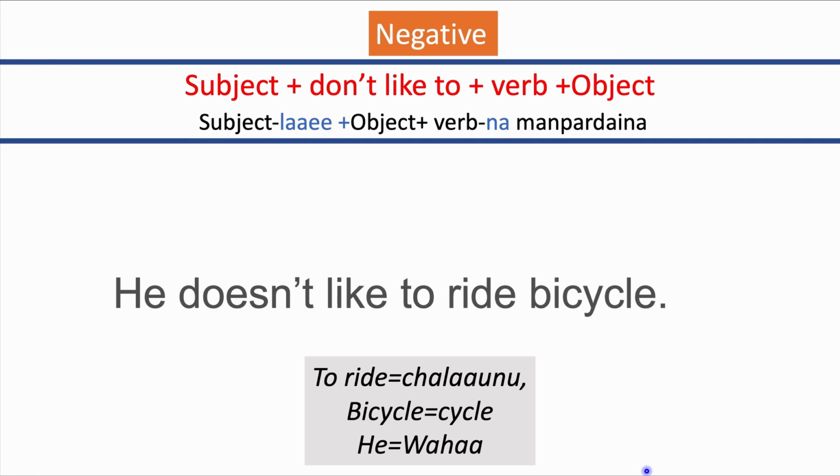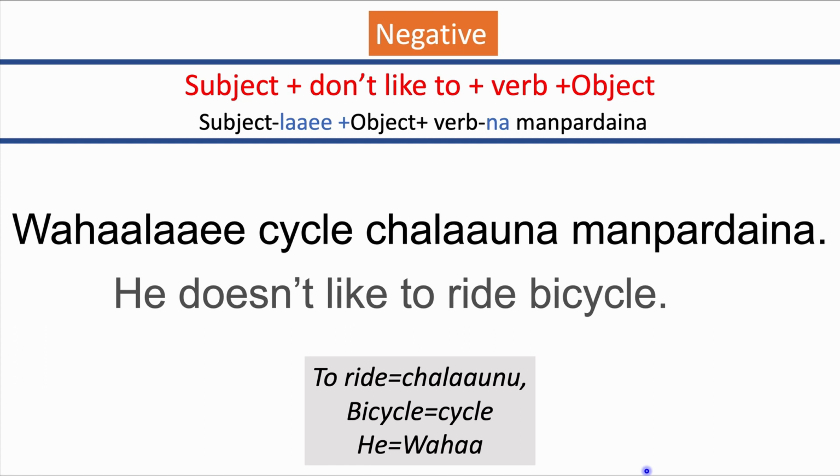Now, can you try to translate he doesn't like to ride bicycle? And yes, the sentence is Wahalai cycle चलाउन मन पर्दैन. He doesn't like to ride bicycle.